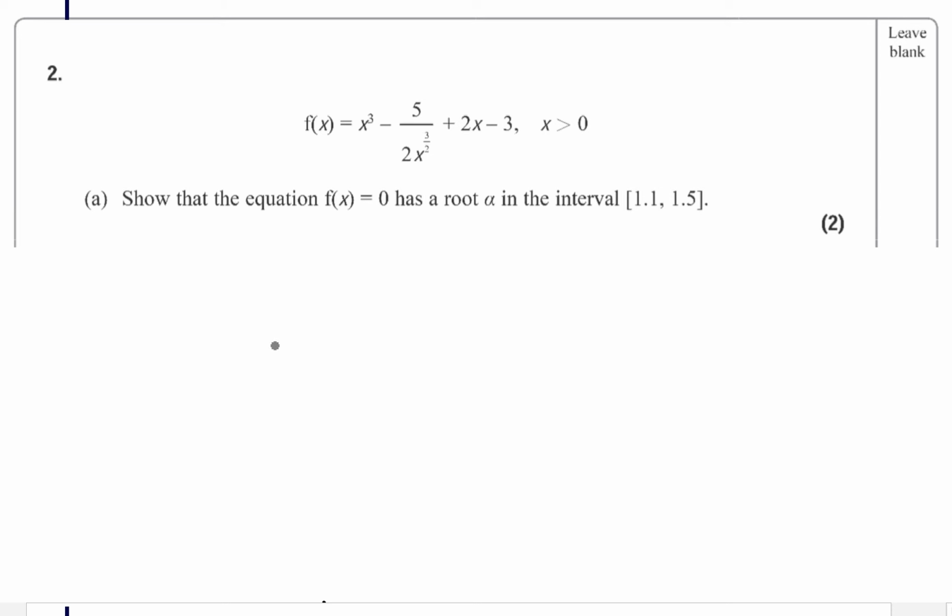Right, okay, this is going to be looking at question 2 of the June 2014 FP1 paper. Let's have a read of the question.